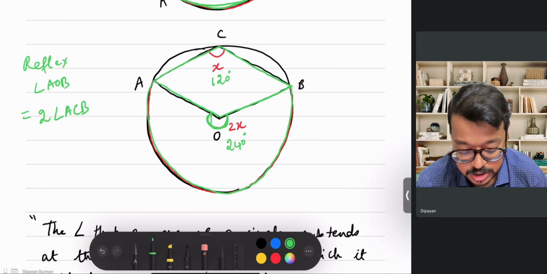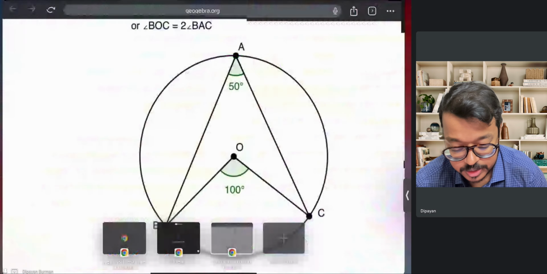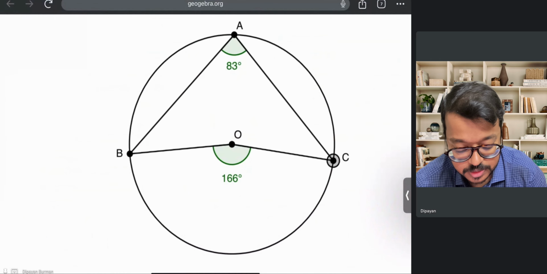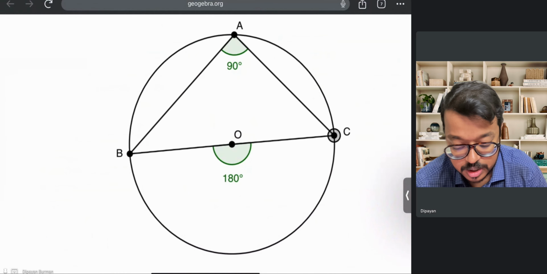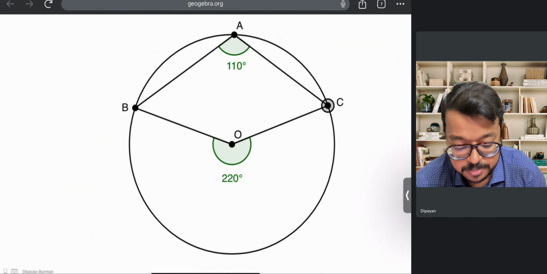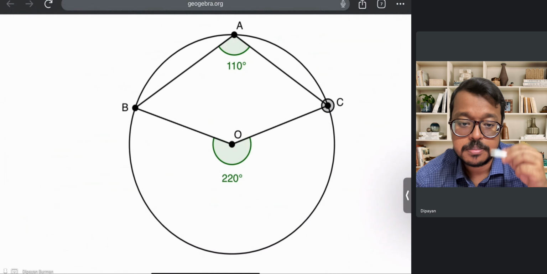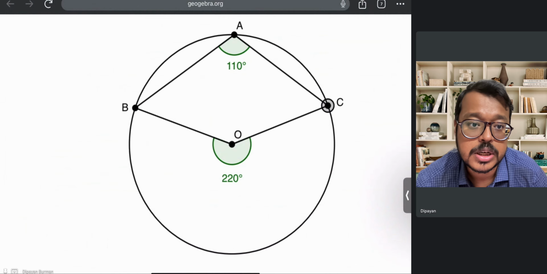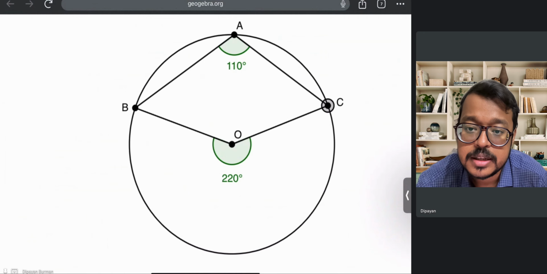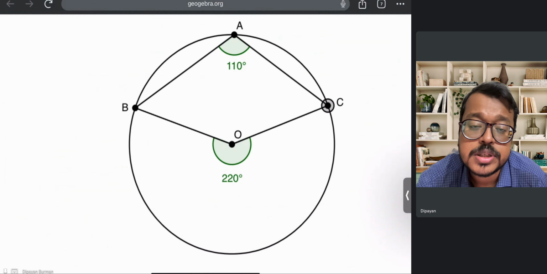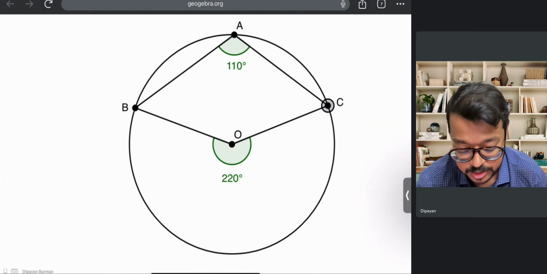And we can also look at the animation again. So here, if I extend this like this, if I make BC a major arc. Now here BC is the major arc. The angle at the center is reflex angle 220 degrees. And then the angle at the remaining part of the circle BAC is 110 degrees. So still the angle at the center is double the angle at the remaining part of the circle. Okay.